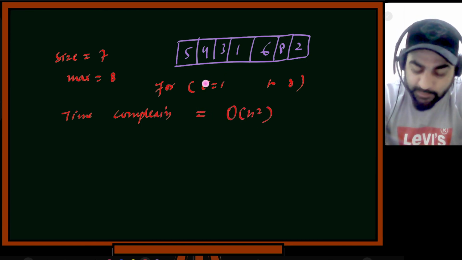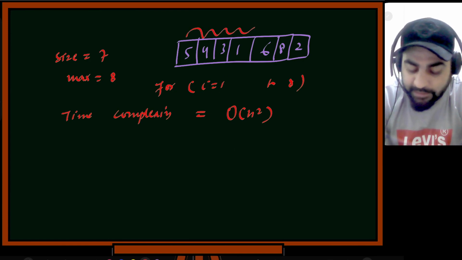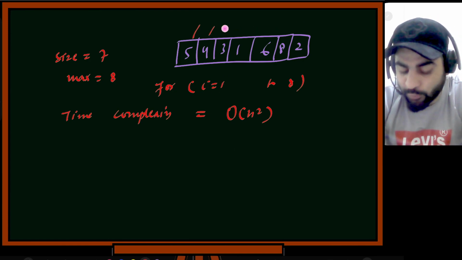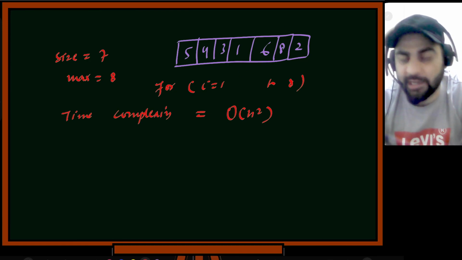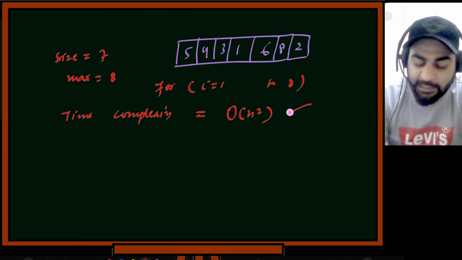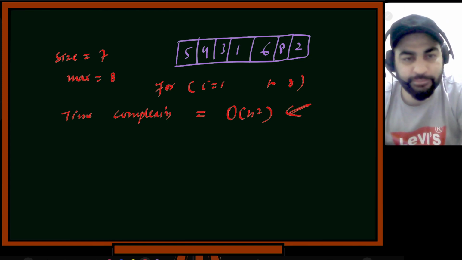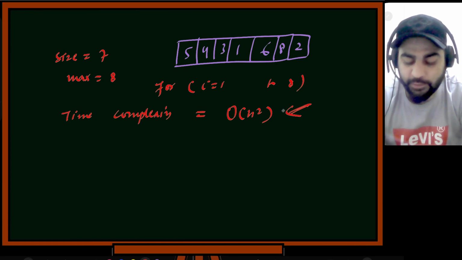Why? Let's suppose for this loop, you will check all the elements if 1 is there. So you have to go through all elements. So in the first iteration it will run n times. Then for the 2 it will again run n times. For the 3 it will again run n times. For the 8 it will again run n times. So do you agree that it will run order n square times? Yes, sir. Okay, can we do better than this?